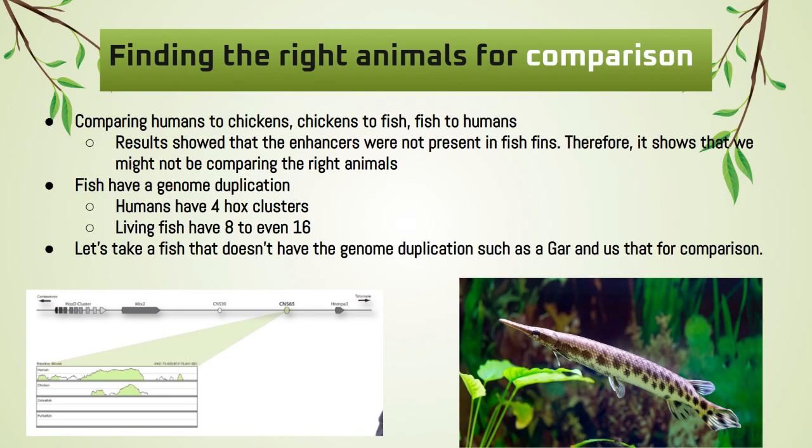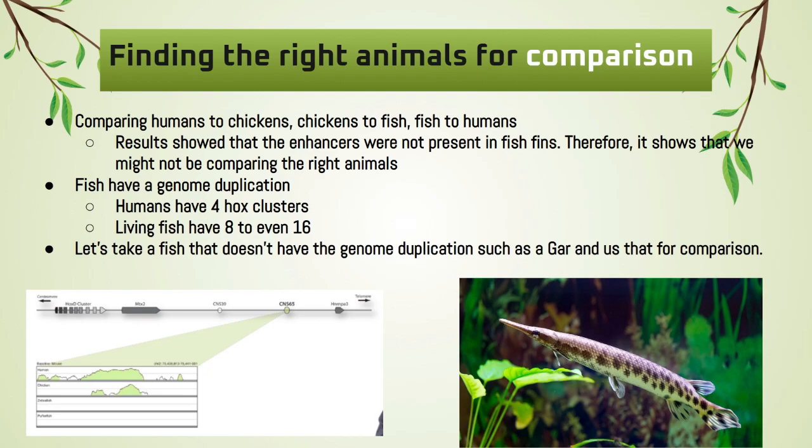The picture on the left corner has our 4 comparative organisms. We have a human, chicken, a zebrafish, and a pufferfish. As you can see, there is activity of those late enhancers in humans and in chickens. However, there's no activity whatsoever in the zebrafish or the pufferfish. And this could be due to genome duplication.